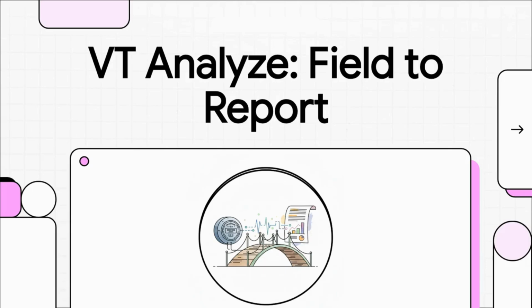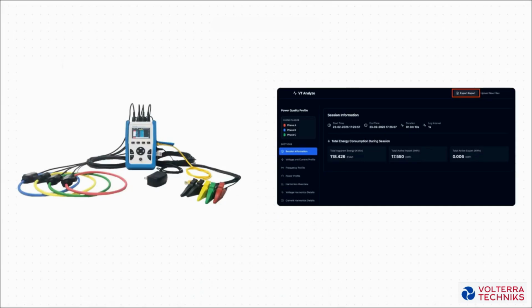So you've just finished up a big power quality audit, and now you're staring at this mountain of raw data, right? Well, in this explainer, we're going to show you how the VT Analyze web app takes all of that and turns it into a super clear, professional report, and it only takes a few clicks. So this is what it's all about.